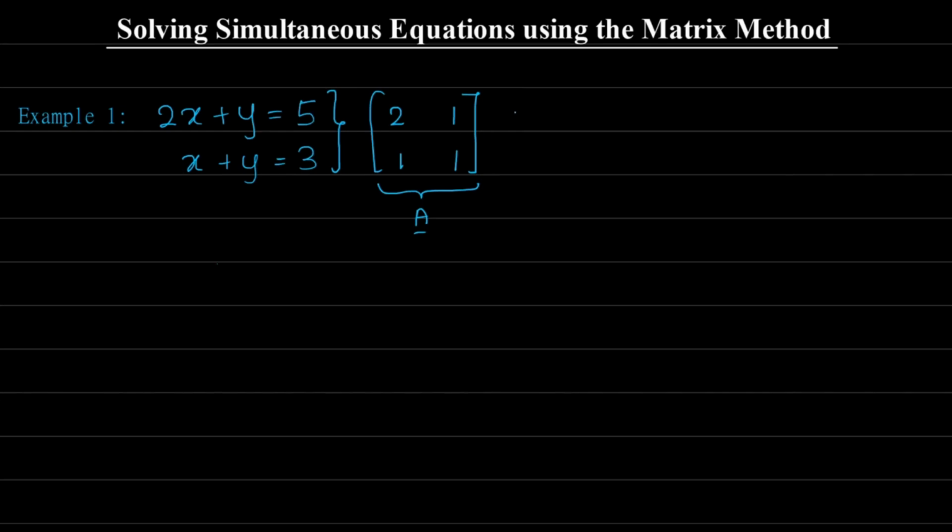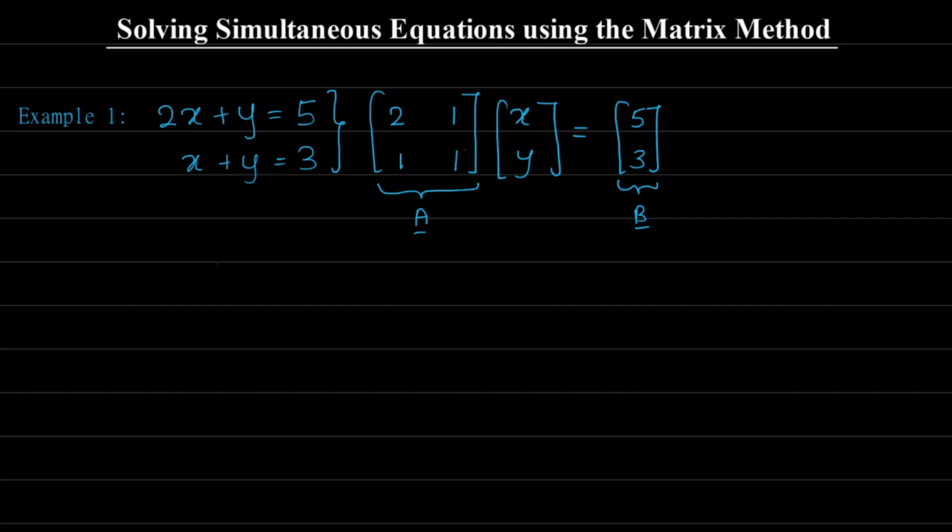And that is going to be multiplied by the x, y matrix. And that is equal to what's on the opposite side of the equal sign of both equations, which is 5 and 3. And this matrix, we are going to call matrix B.